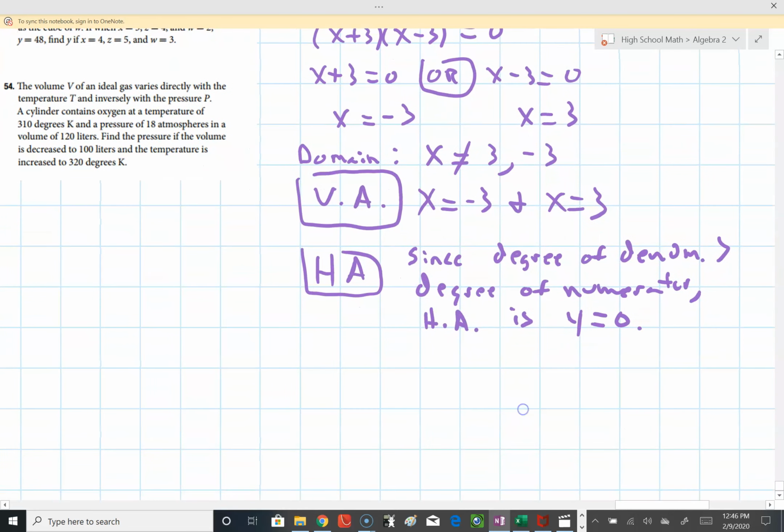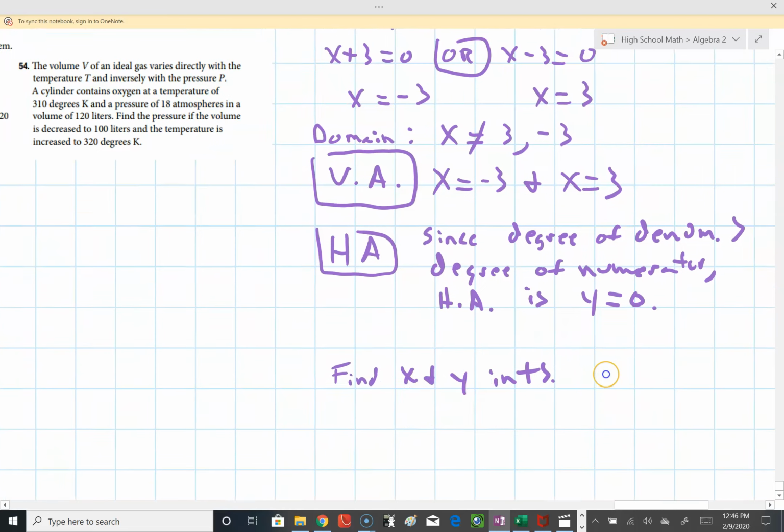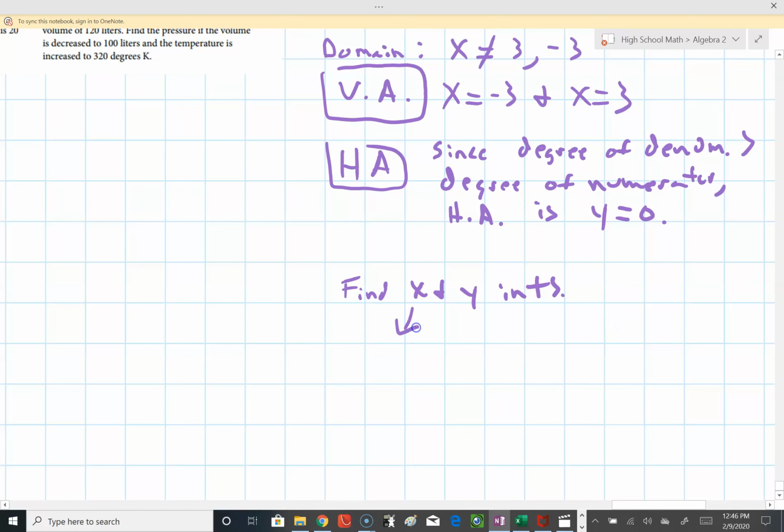All right, now to find the intercepts. Find x and y intercepts. Remember the x-intercept, also called a 0, is some x value that maps to a 0 for y. The y-intercept is the y value when x is 0. So in both of these cases, we're going to substitute 0 in some place and then solve for the other one. All right.